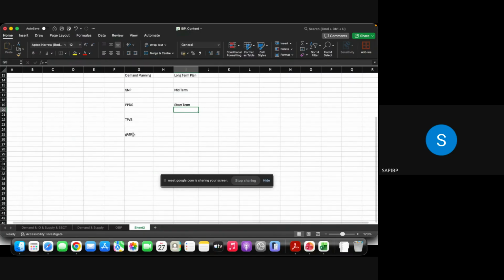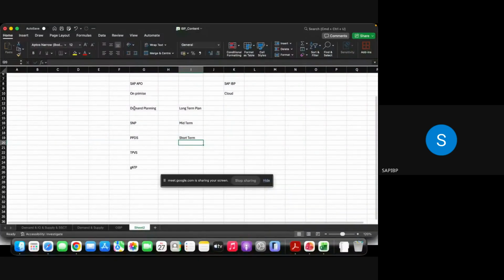The next thing is GATP. Whatever modules we have seen, demand planning, supply network planning, production planning, and detailed scheduling and TPVS, these will happen within your organization. GATP is a tool which directly interacts with your customer. It will read your customer requirement, and against that, it will give a delivery date. The best example I can give is e-commerce websites. On Amazon, if you search for a product, it will give you a list of vendors. But if you select one of the vendors, you immediately get the delivery information on when you are going to get that product.